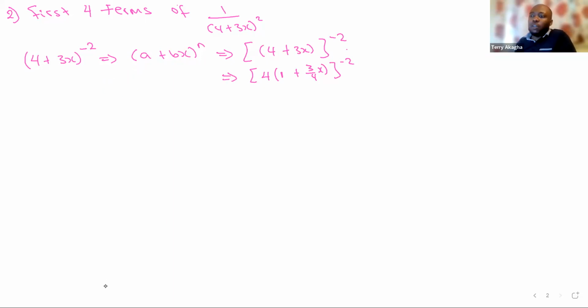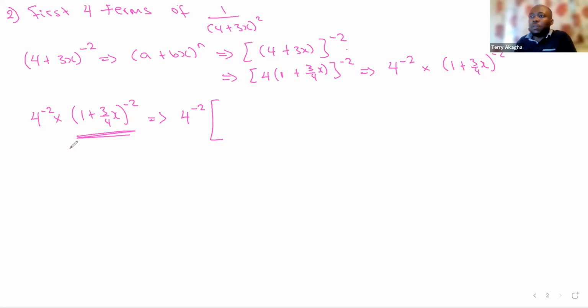Because it's minus 2, I'm going to open the bracket. So it's going to give me 4 raised to power minus 2 multiplied by 1 plus 3 over 4x raised to power what? Minus 2. Okay, so that means I'm having 4 raised to power minus 2 times 1 plus 3 over 4x to minus 2. So like I said, I'm going to open this bracket using a normal binomial expansion formula. So I'm going to have the same thing. It's going to be 4 raised to power minus 2.